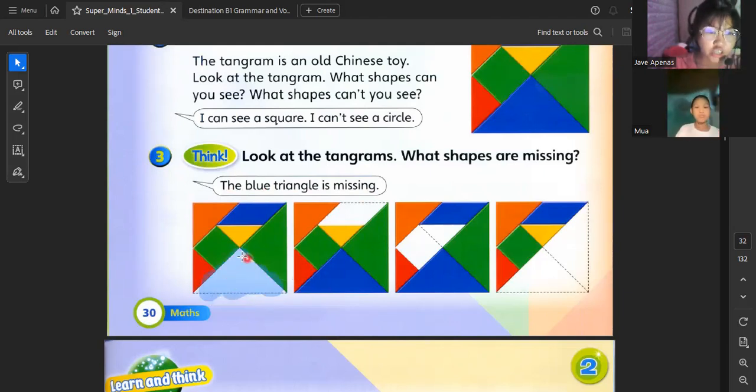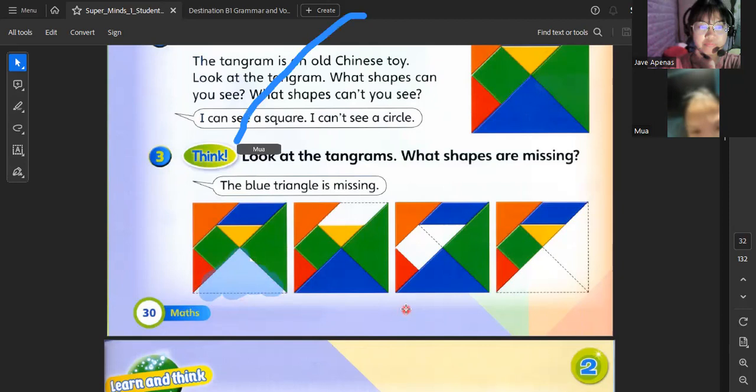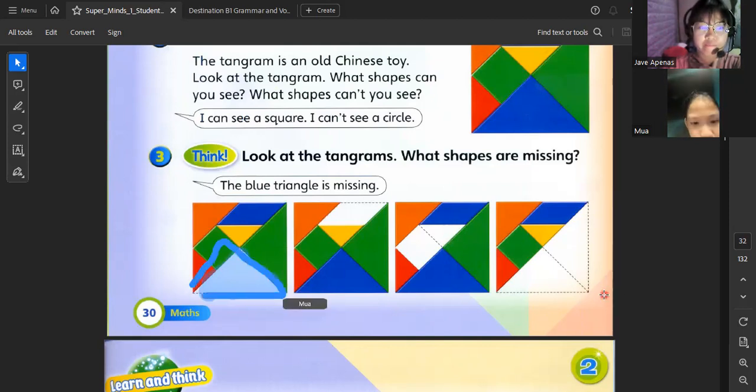Yes. Okay, then you can draw a line here too on each side. Like here, 1, 2, 3. All right. There. Okay. Next, how about this one? What is missing here?